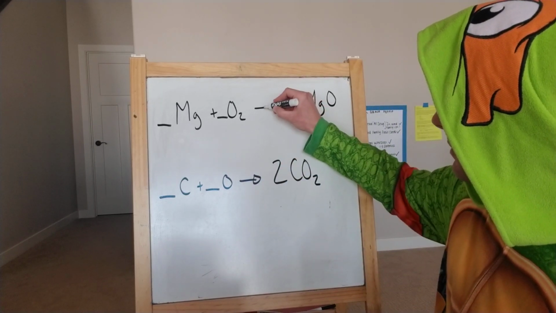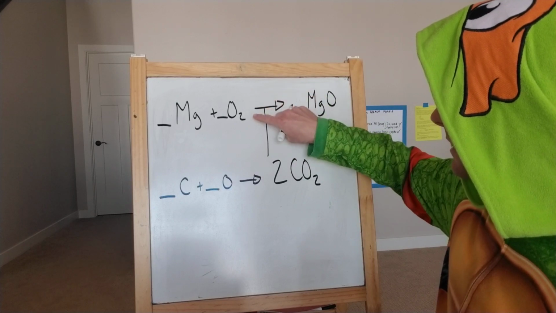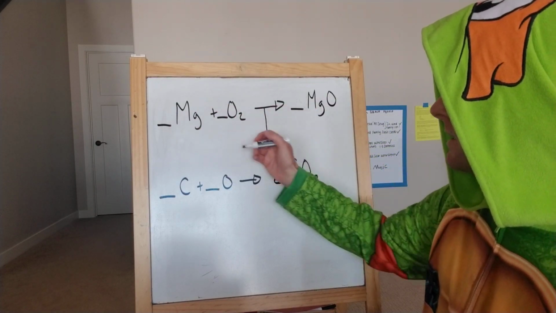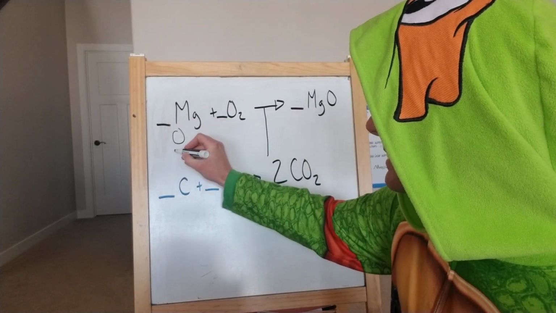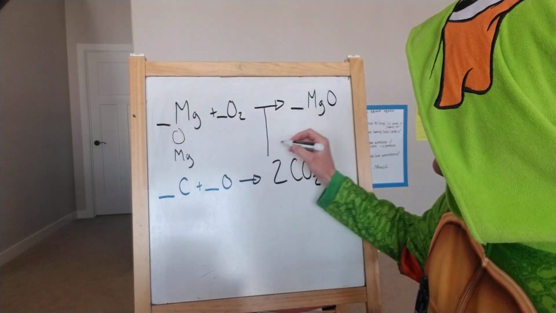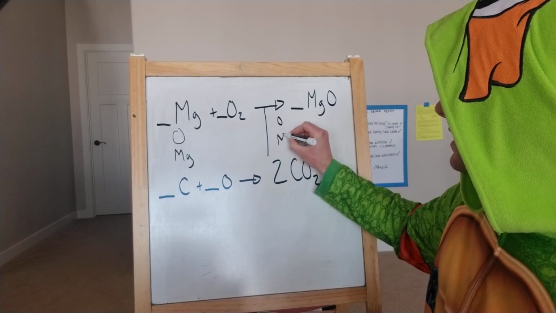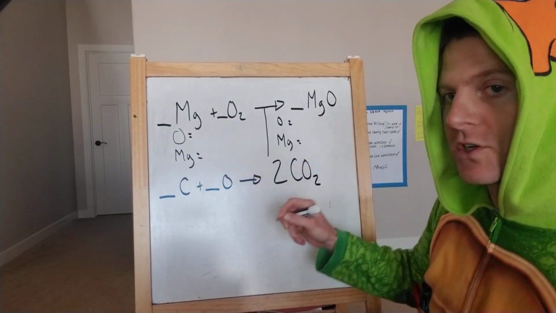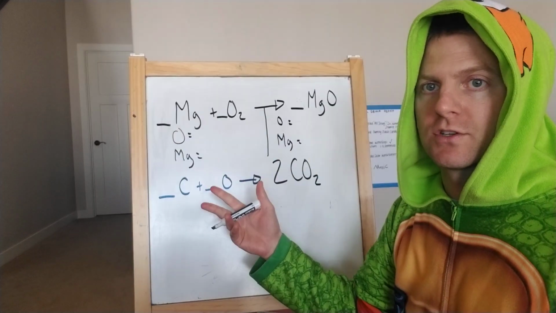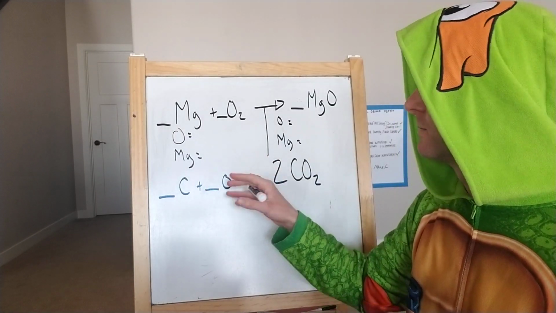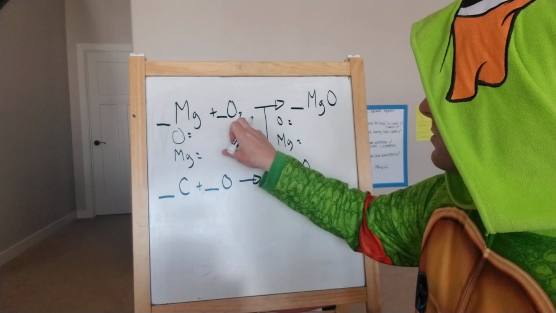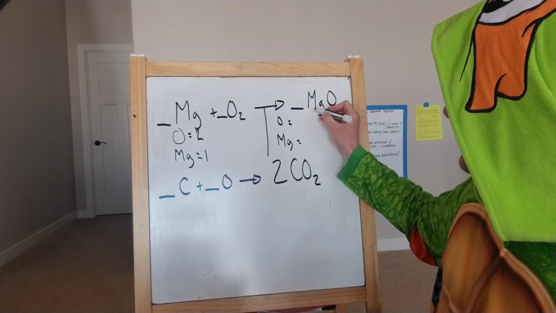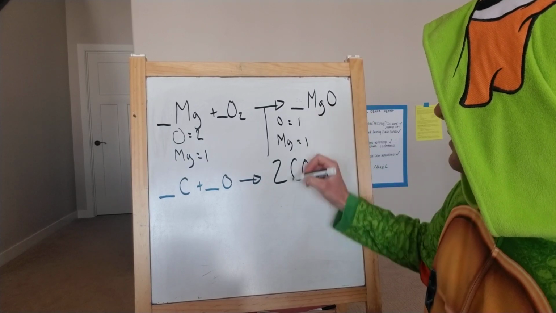I draw an arrow down to separate what I have with my reactants and my products, and then I list the elements that I have. So I've got oxygen and magnesium. Remember the rules. You first want to balance carbons, hydrogens, and then oxygens. So I don't have any carbons or hydrogens here, but I will start with my oxygens. So I have 2 oxygens here. I have 1 magnesium there. I have 1 magnesium there, 1 oxygen there.